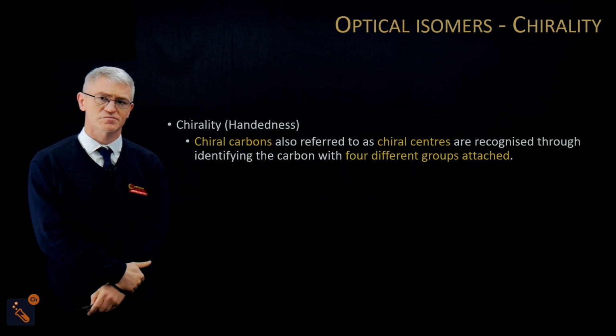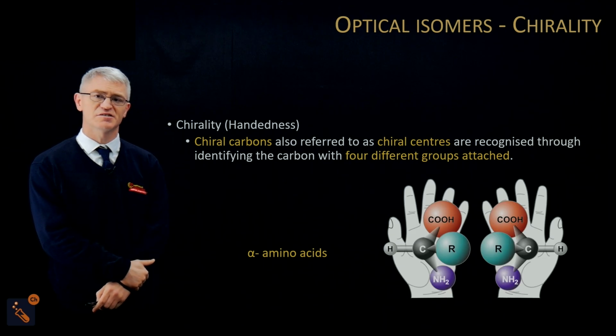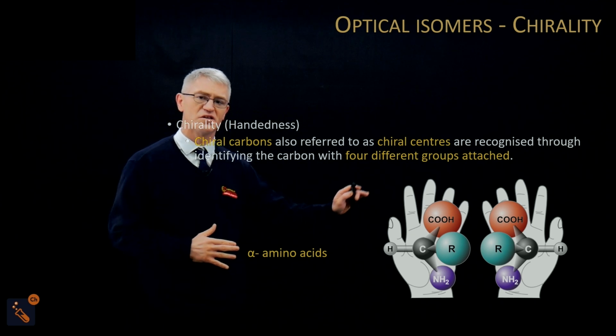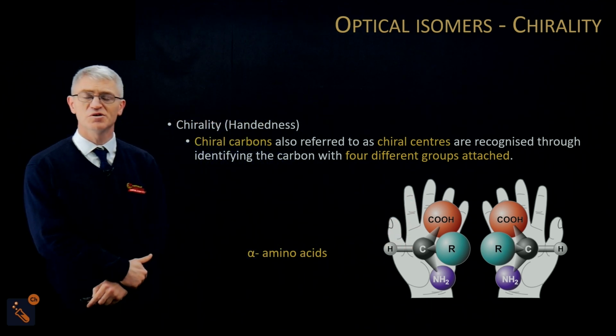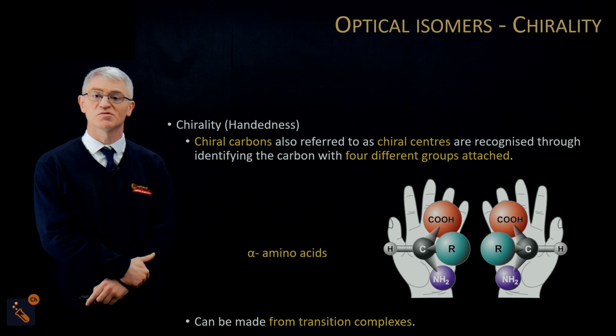Now, normally you recognise that through carbons, so carbons with 4 different groups attached, and here you have a picture of these 2 different enantiomers with 4 different groups attached. Now, we're going to move on to how this can be done with transition complexes. Now, with these complexes, we'll show you now how to draw them. But first, we're going to talk about bidentate ligands and how they can make transition metal complexes.